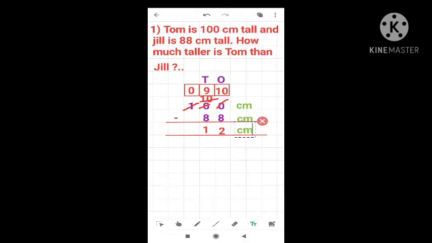So this is how we can solve a word problem. First we have to read the statement and then understand the statement. The statement is of addition, subtraction or multiplication. So when we get to know about this, we will solve the sums easily. So when we subtract 88 centimeter from 100 centimeter, we get 12 centimeter. It means Tom is 12 centimeter taller than Jill.